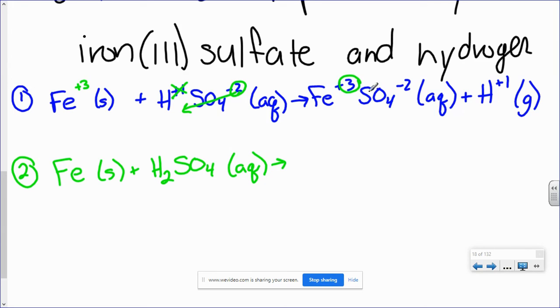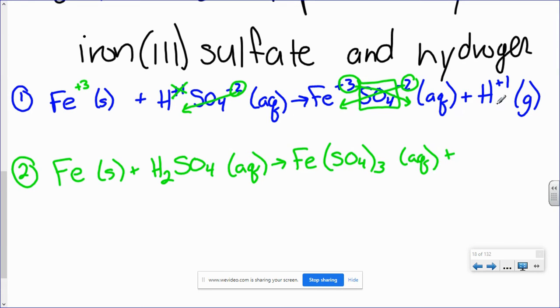My 3 will go and my 2 will change. Remember, polyatomics, you cannot change. They're stuck together. So that 3 will go on the outside. 2 goes over here. My box turns into parentheses. Hydrogen's by himself, so his charge does not matter. Let's check for Brinkelhoff on any single elements. Fe, not part of Brinkelhoff. Hydrogen, Brinkelhoff is, so we're going to add a 2.